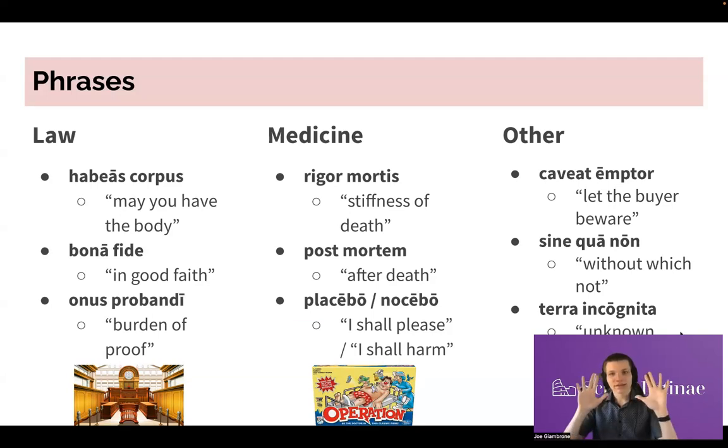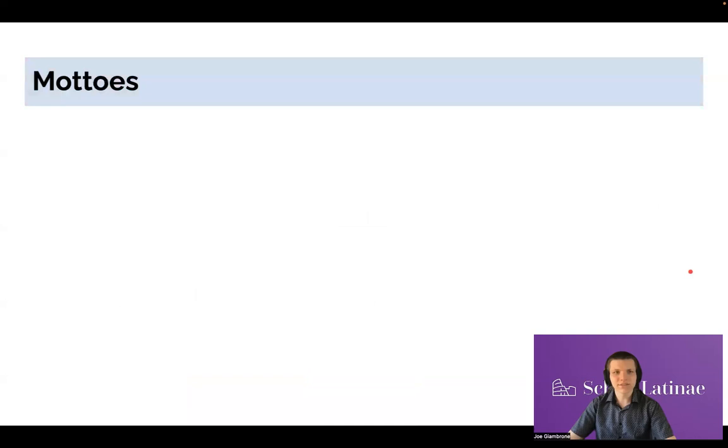And again, the Wikipedia page for the list of Latin phrases is absolutely huge. I'm just choosing a few to show you the range of different phrases we can see. And so let's look at some mottos, which, if you want to get technical, are also phrases, but they are attached to specific organizations and institutions.